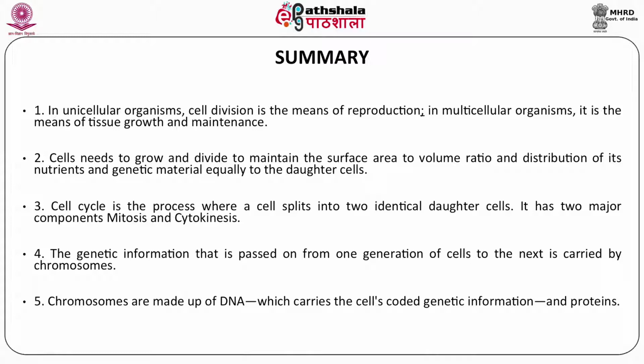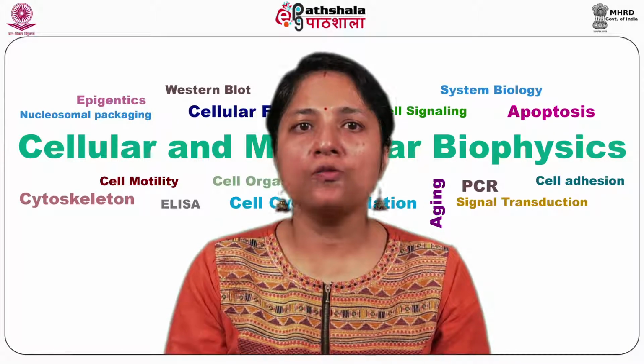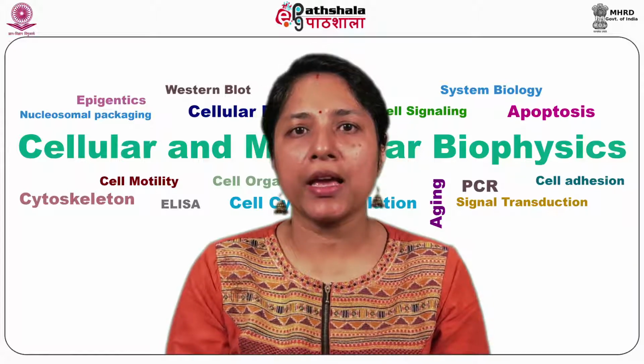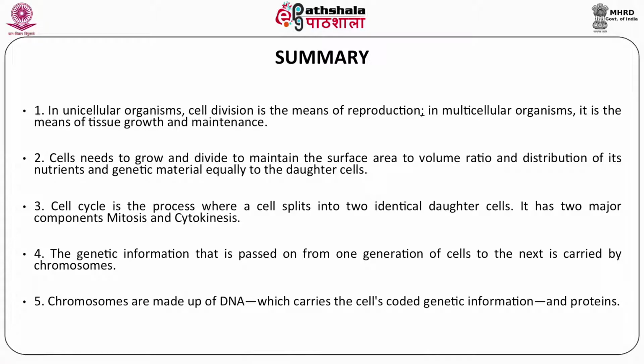Number three, the cell cycle is the process where a cell splits into two identical daughter cells. It has two major components: mitosis and cytokinesis. Number four, the genetic information that is passed on from one generation of cells to the next is carried by chromosomes. Chromosomes are made up of DNA, which carries the cell's coded genetic information, and it is an assembly of DNA and proteins.